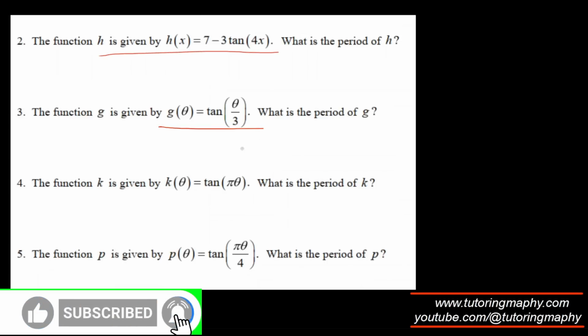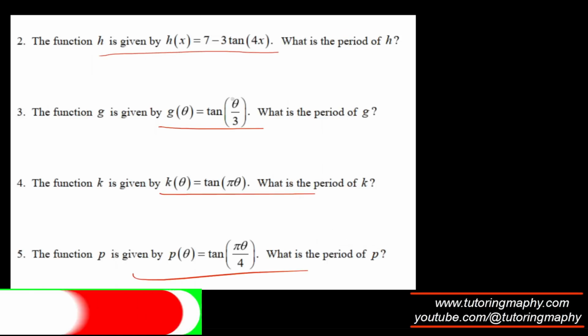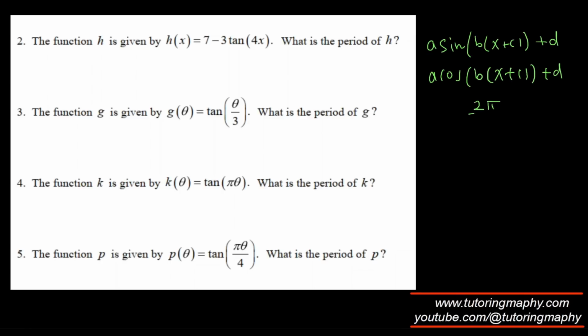In all these questions, we need to find what is the period of the function. So remember in sinusoidal curve in the videos, I told you that for example, a sine of bx plus c, or x minus c, doesn't matter, plus d, or a cos of bx plus c plus d, I said that the period is 2 pi over b. Absolute value of b to be precise, because period is positive.